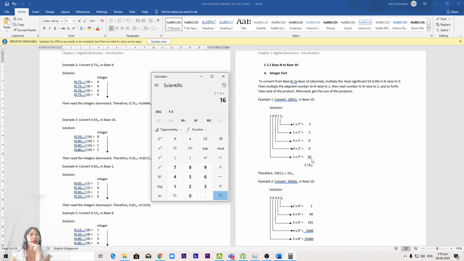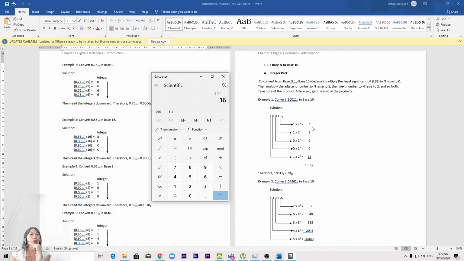I hope you get it right. I hope you don't get confused. So we start with the exponent 0, 1, 2, 3, 4. Then we multiply with n. Your n is 2, base 2, because the given is 10011 base 2.